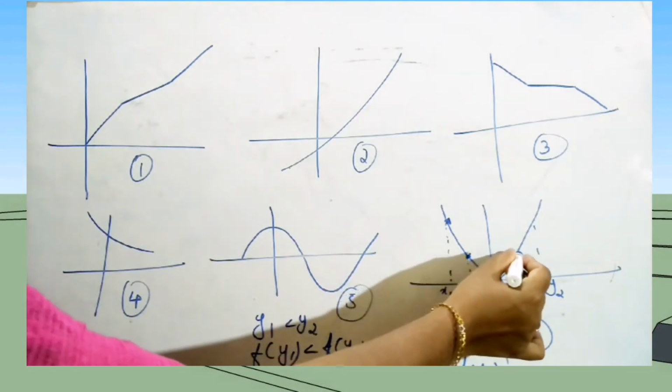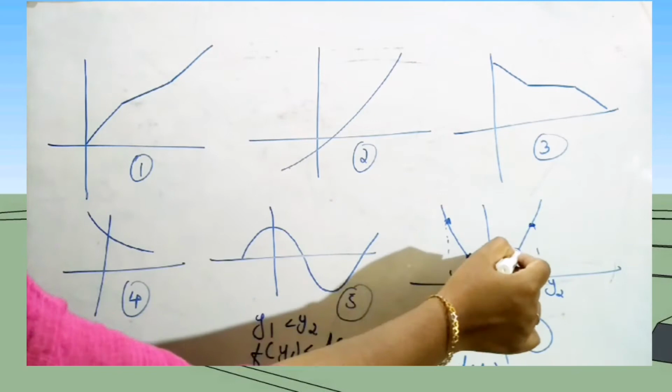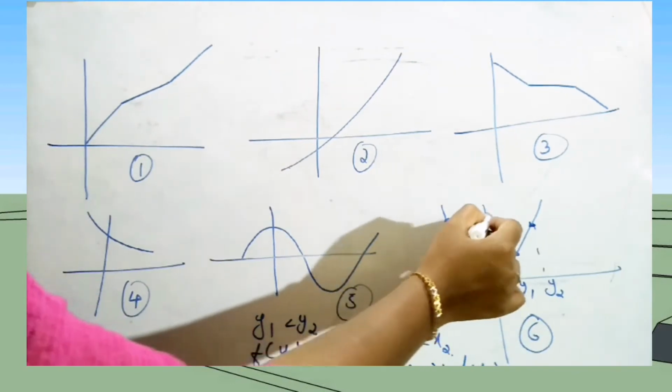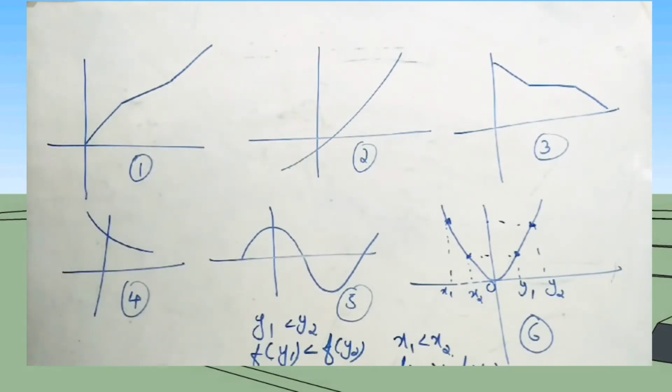f of y1 means the value on our graph corresponding to y1, and corresponding to y2 the value on the graph is f of y2. And it is clear from the figure that f of y1 is less than f of y2. Then we will say that our function is increasing, strictly increasing. Suppose we have equal here, then we can say that our function is increasing, simply increasing.